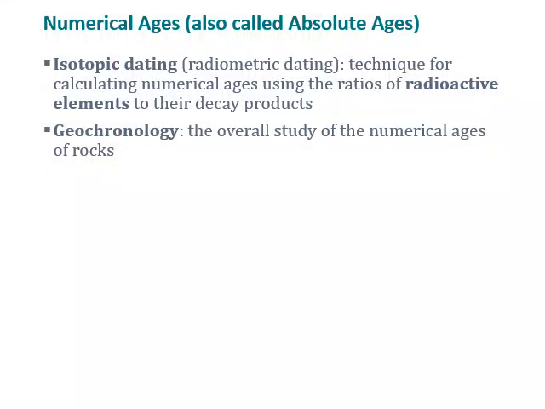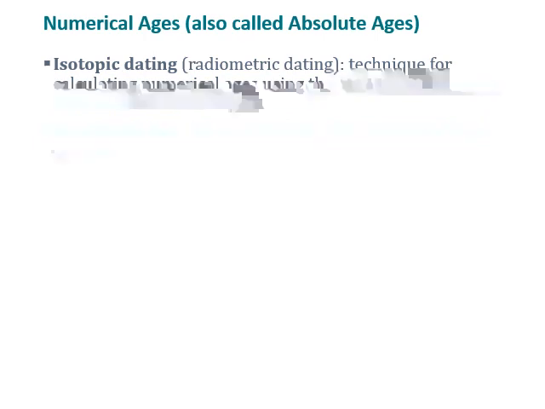Part 3 of the lecture discusses numerical ages, which are also called absolute ages. Numerical ages for rocks, fossils, and sediment are determined through something called isotopic dating. This is also called radiometric dating, and it's a technique for calculating numerical ages using the ratios of radioactive elements and isotopes to their decay products. Geochronology is the overall study of numerical ages of the rocks.